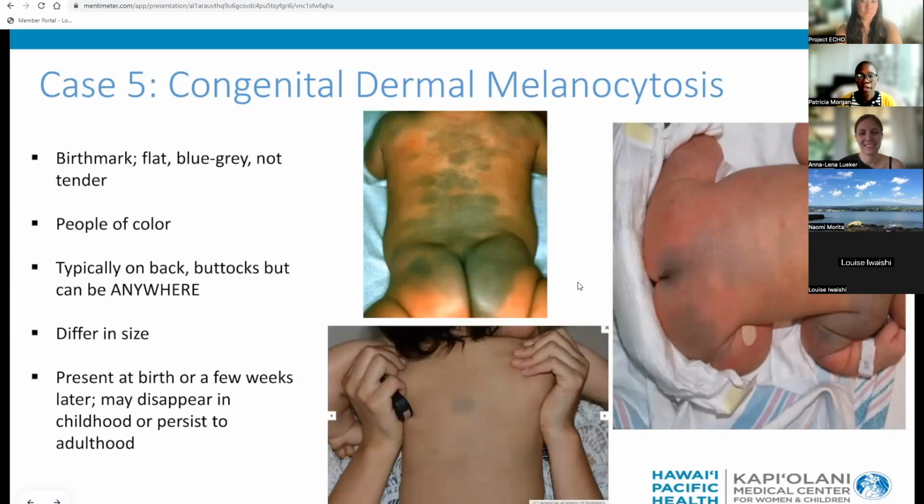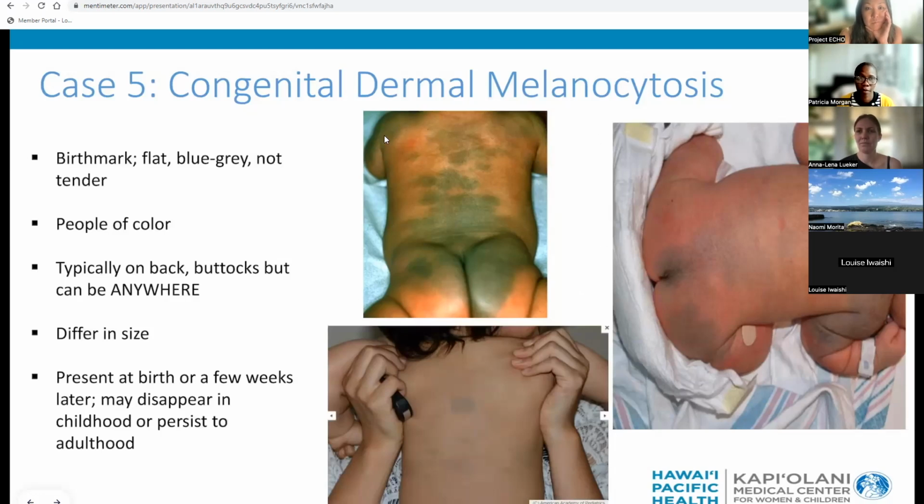And what they are basically are birthmarks. They are trapped hyperpigmentation in the melanocytes, and we see them in people of color. They can be bluish, grayish. They're not tender, they're flat. And they're typically seen on the back or buttocks, but they can be anywhere. And so what I like to remind folks is that if they are anywhere outside of what we consider to be the normal places like the back, the buttocks, to really document them. If they're excessive, such as this one, if they have a lot.